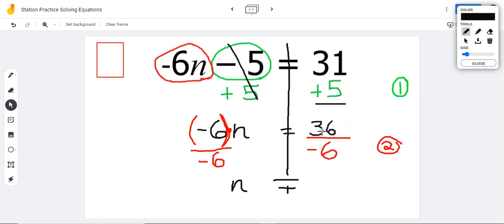And then 36 divided by negative 6. This is a good opportunity to check your work with Desmos. Positive divided by a negative is going to give you a negative answer. So this is negative, and 36 divided by 6 is 6. So our answer is n is equal to negative 6. Now try to go back and do this process on your own paper.